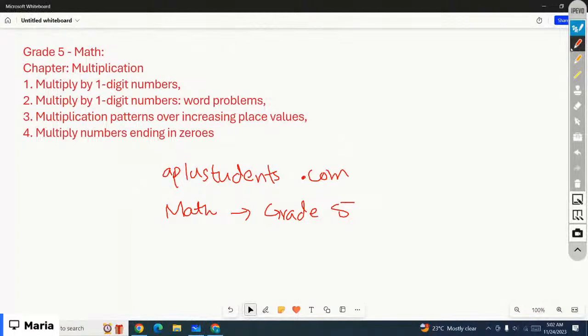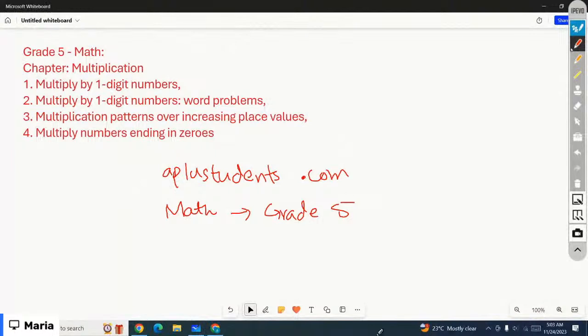We're going to start with the chapter multiplication, and the lessons we're going to cover today are multiply by one digit numbers, multiply by one digit number word problems, multiplication patterns over increasing place values, and multiply numbers ending in zeros. So let's just start with the first lesson.